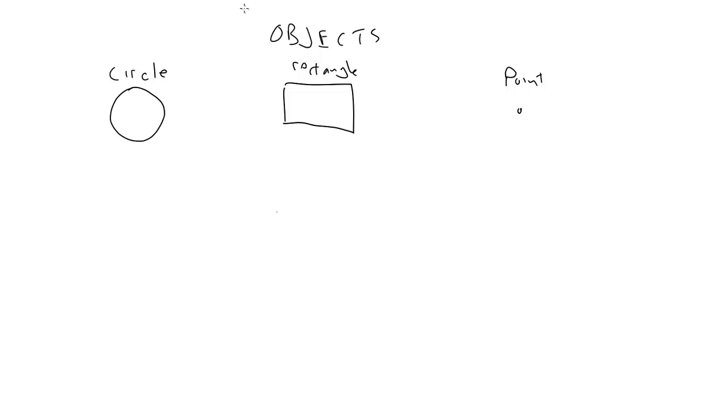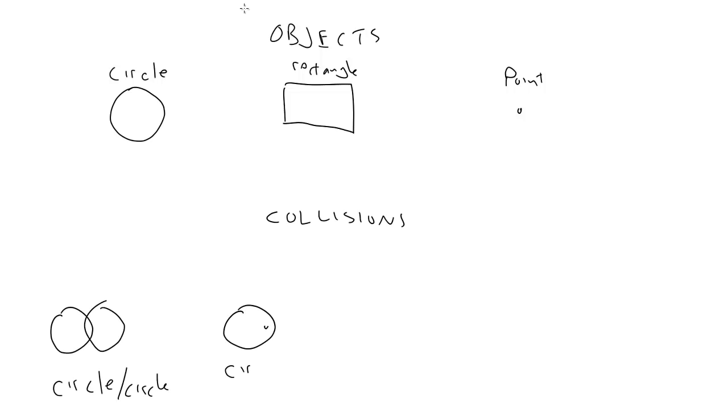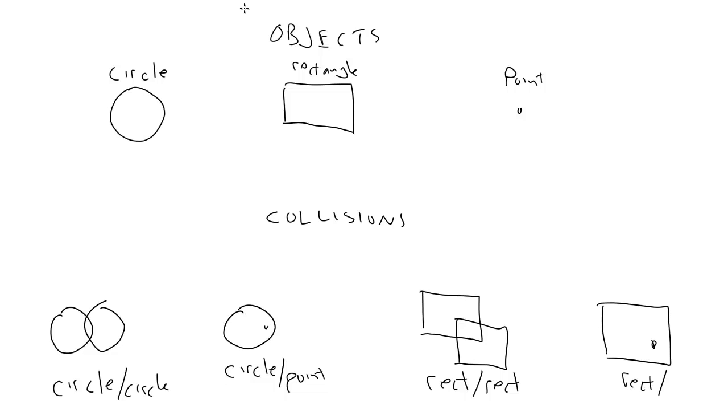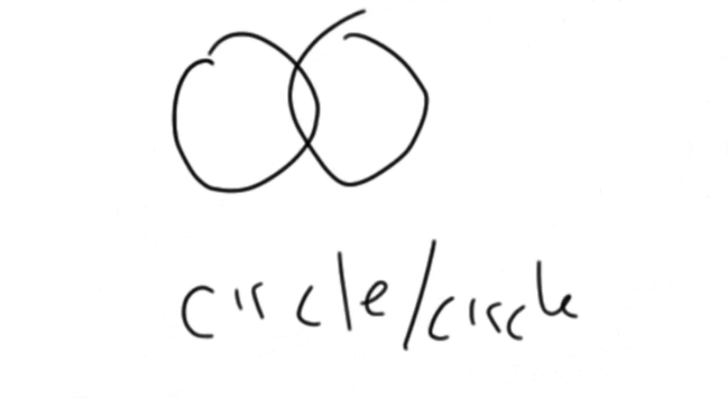Of course, you'll find objects that these just won't be adequate for, but you'll be surprised how many use cases these three objects will cover. So we'll be dealing with four types of collisions in this video: circle-circle, circle-point, rectangle-rectangle, and rectangle-point. And first we'll do circle-circle.